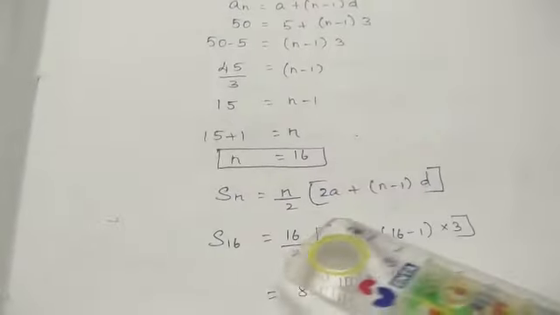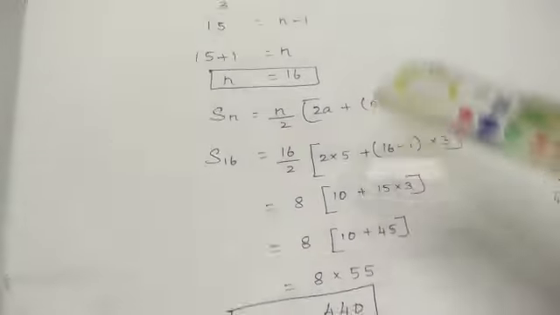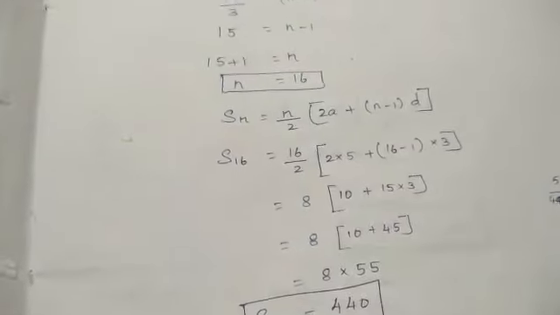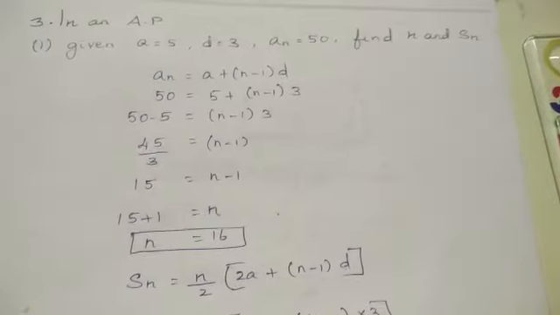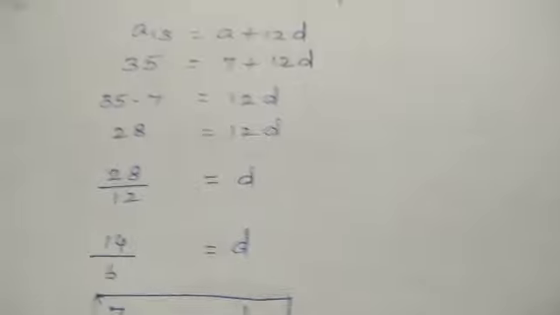I applied here n by 2 into 2a plus n minus 1 into d. That also gives the same answer. Both formulas you can apply here, because an is nothing but l. Okay. And then the second one.